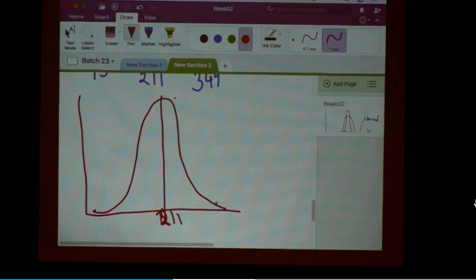So 238 is somewhere here. And 27 subtracted from 211 gives 184, which is somewhere here. About 184. And I am interested in 230, which is right there. 230. So this area is 2%.